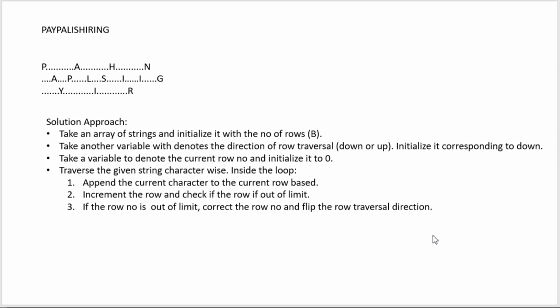And then we have to take a loop, or traverse the string character-wise, and in the loop we have to append the current character to the current row. So for example, if we are at row number 1, we have to append the current character to this row, and then increment the row number and check whether the incremented row number is within the limits. In this example the row limits will be from 0 to 2, and if we shoot out of the range we have to correct the row number and then flip the row traversal direction.